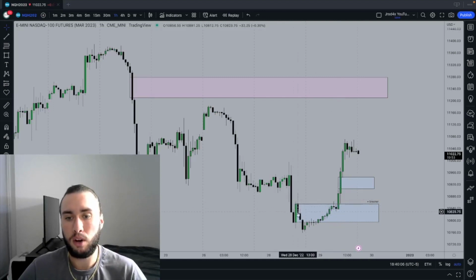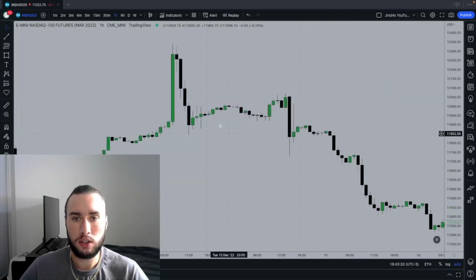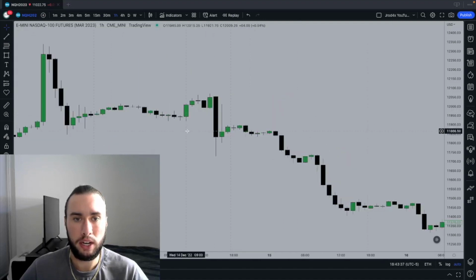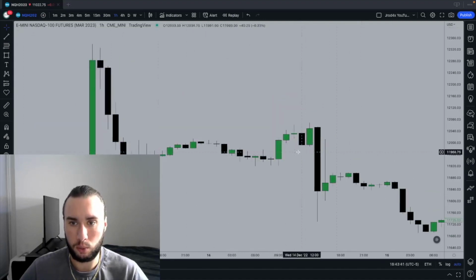So that's an example of a bullish breaker. The inverse is true for a bearish breaker. So in the series where you have a low and then a lower high and then a lower low, you would be looking for the inverse for a bearish breaker. So let's go ahead and zoom in, and I want to show you guys an example of a bearish breaker now. So again, we're still on NASDAQ futures for March 2023. I'm going to go ahead and zoom into the price action here on December 14th, which was Wednesday.